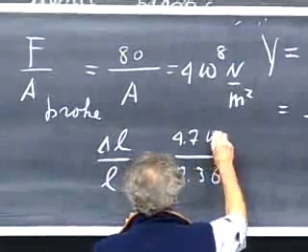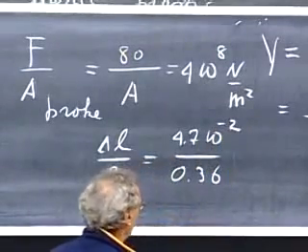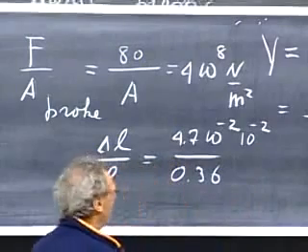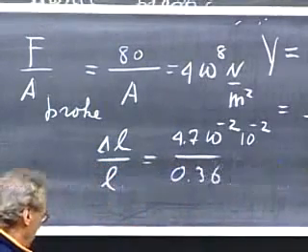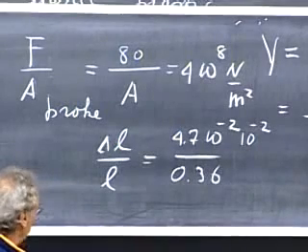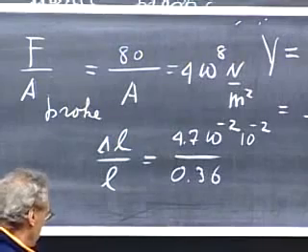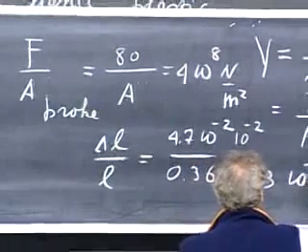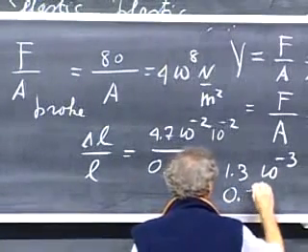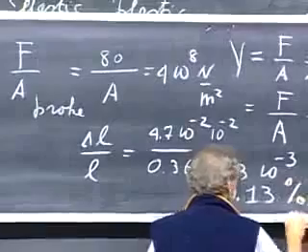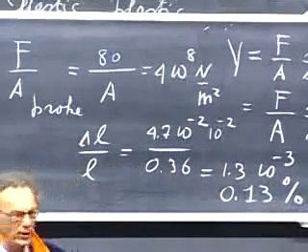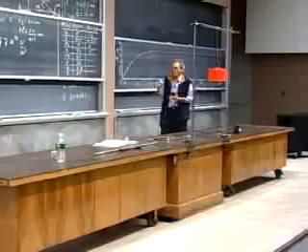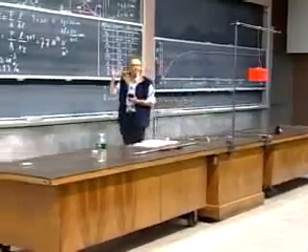4.7 times 10 to the minus 2, but that is in terms of centimeters, and we want it in terms of meters, so we have to multiply by another factor 10 to the minus 2. So exponent change minus 2 divided by 0.36, and that gives me 1.3 times 10 to the minus 3. In terms of percentages, that would be 0.13%. So the wire, when it reaches the end of its Hooke's law parameter space, has only become longer by 0.13%.